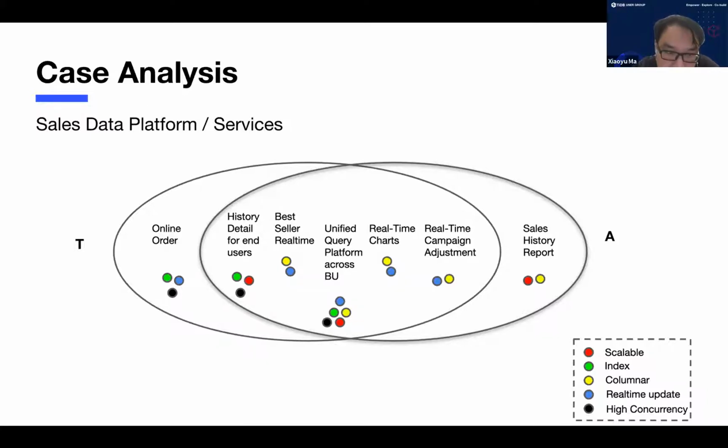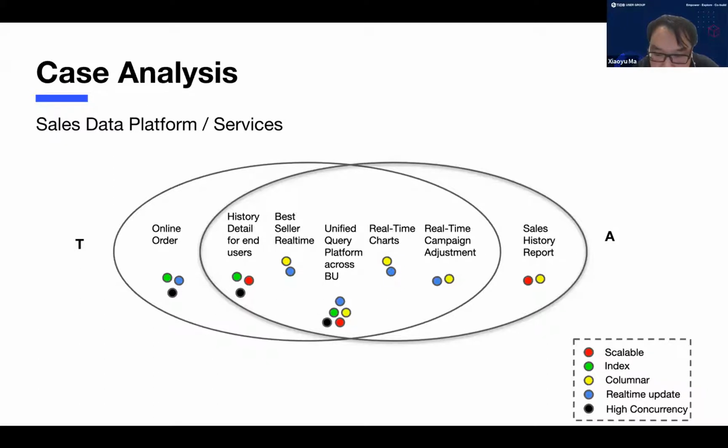So for a database that supports online order services, you need a fine-grain index, instead of a coarse-grain index. And it needs to support high concurrency, and also it needs to support real-time updates. So these three features are typically provided by an OLTP-style database.